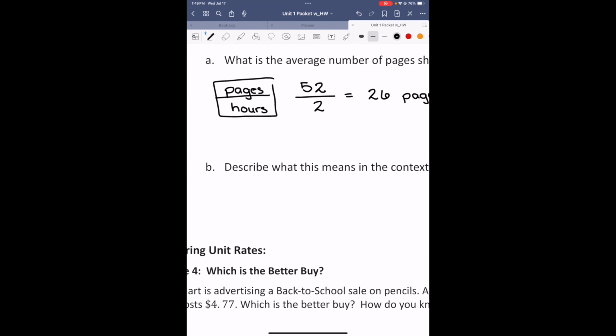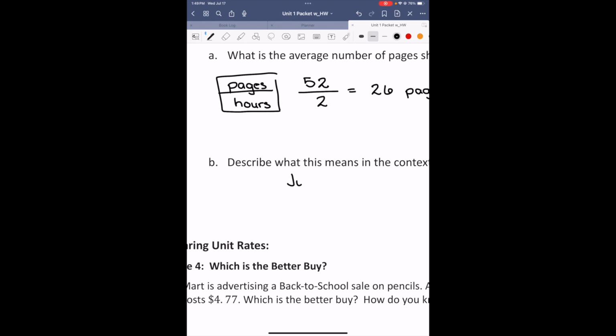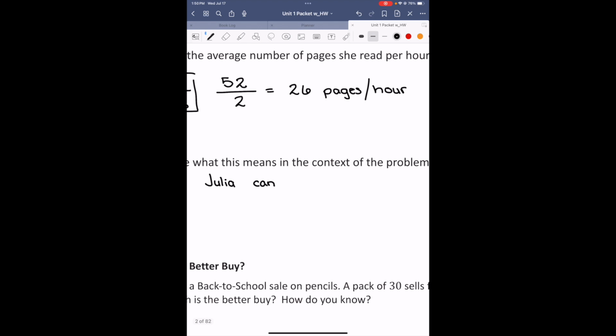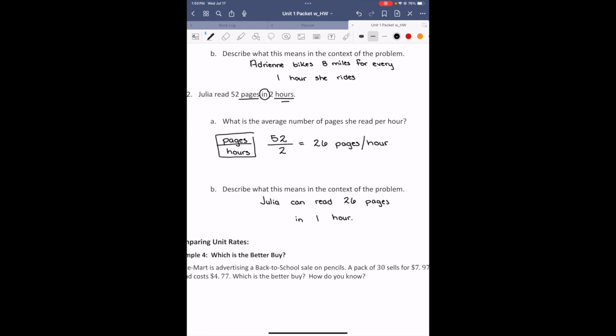Okay, so let's say. So it says Julia can read 26 pages in 1 hour. Okay, so that's how we find our unit rate and how we describe it in the context of the problem.